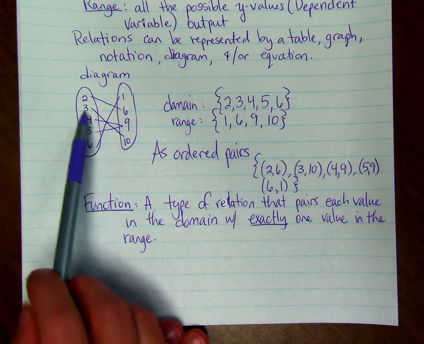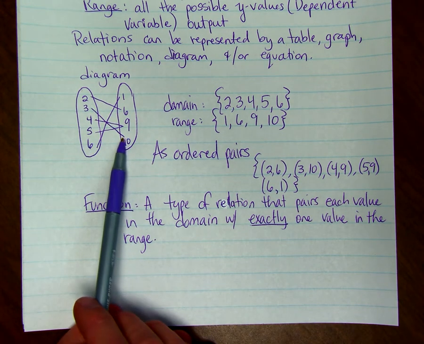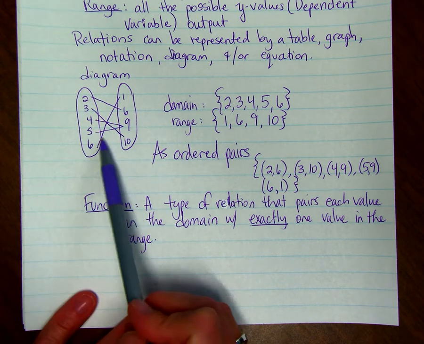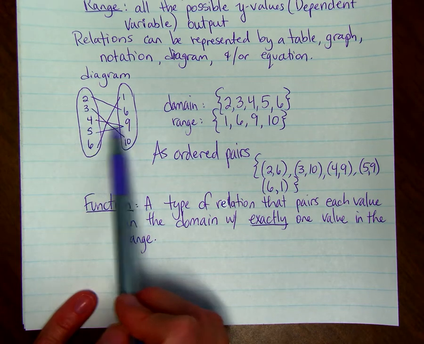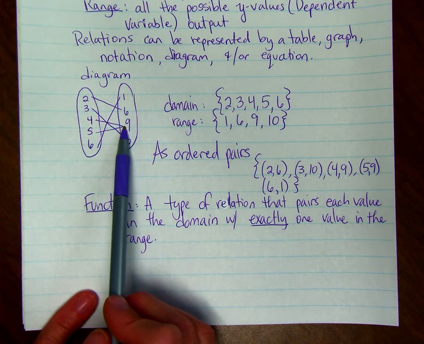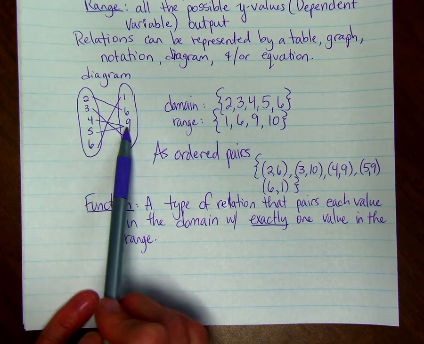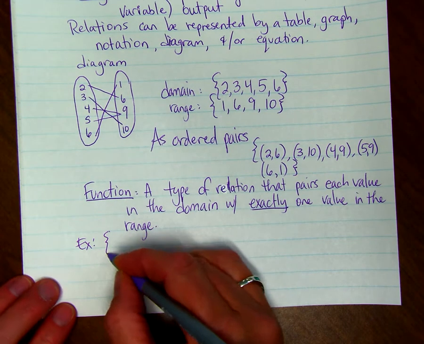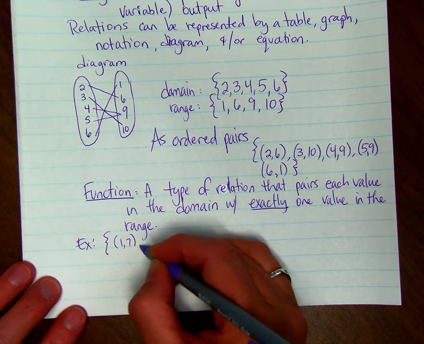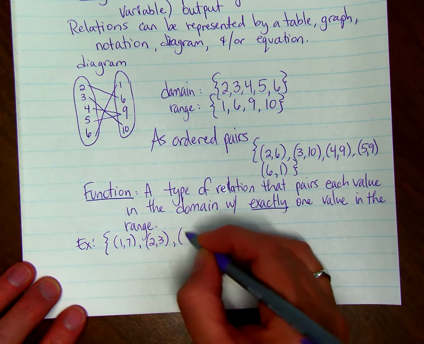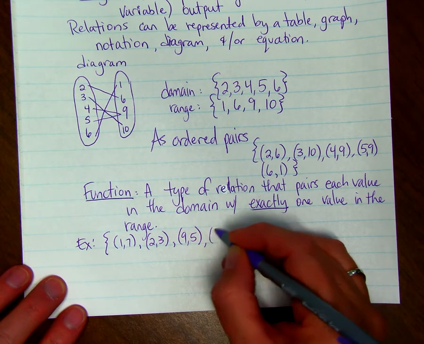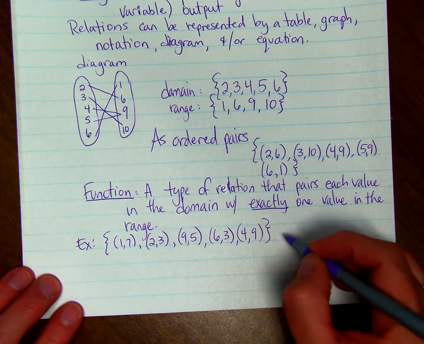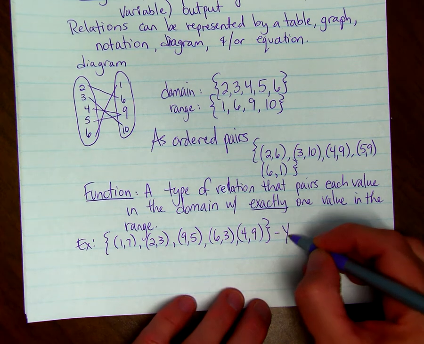So this diagram up here does represent a function because every single domain value is matched with one number in the range, just one. Even though 4 and 5 are both going to 9, that's okay, because 4 only goes to 9 and 5 only goes to 9. So here's an example. Brace, ordered pairs: 1 and 7, 2 and 3, 9 paired with 5, 6 and 3, 4 and 9. This is a function, so yes, it is a function.